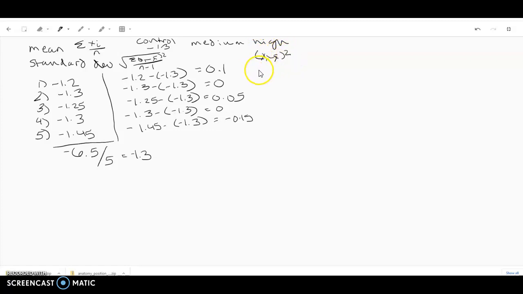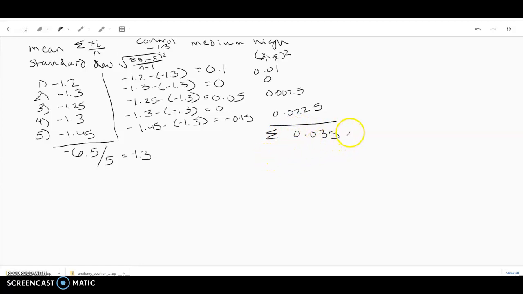Then we have to square each of those terms, so that's x i minus x bar squared. So 0.1 squared is 0.01, 0 squared is 0, 0.05 squared is 0.0025, and negative 0.15 squared is 0.0225. Then you're going to add all of that together to get your sum, and that is 0.035.